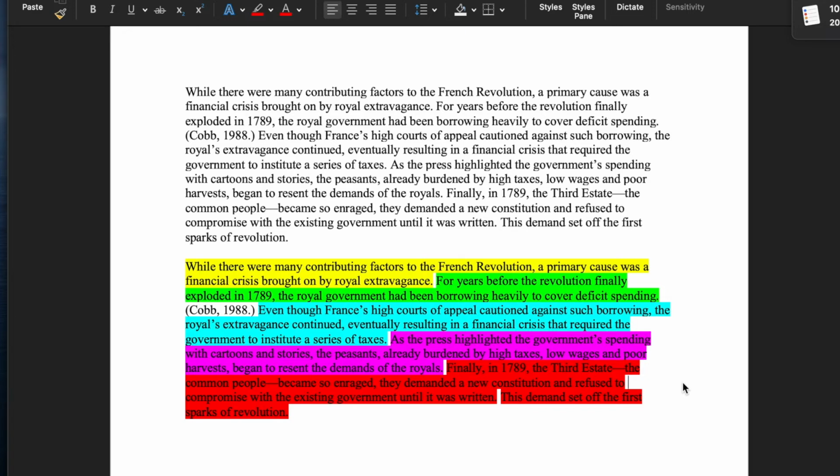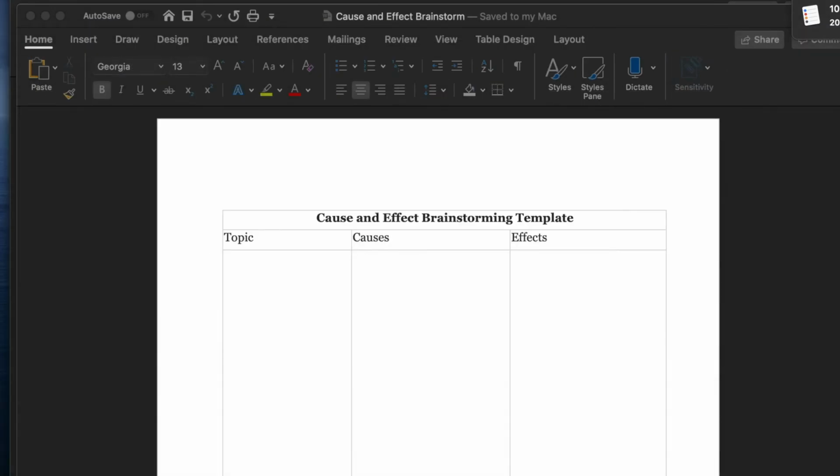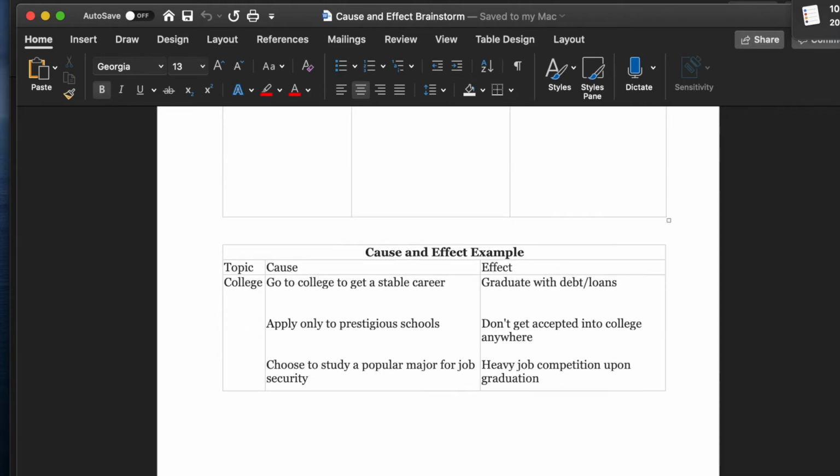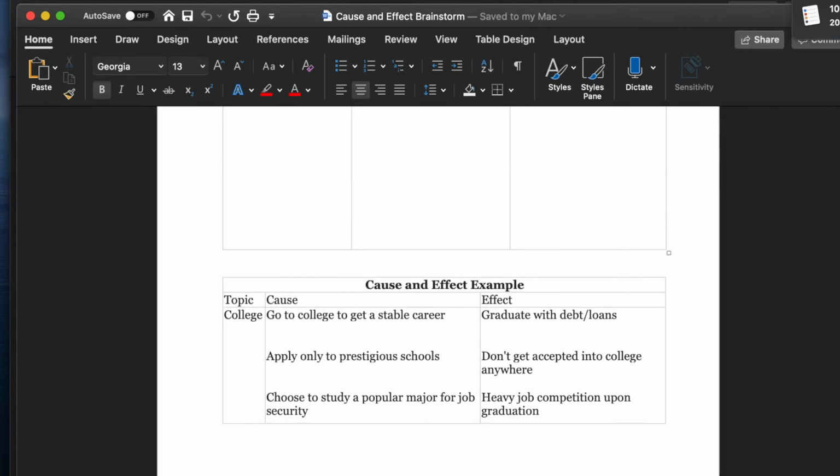Now what? If we were to write our own, how do we do that? I'm going to show you a few tools that we can use. This is a cause and effect brainstorming template. So the topic, and some causes and some effects for you to use to brainstorm. I've given you an example here to maybe help you think about what this could look like for yourself. So the topic is college. If you go to college, you could get a stable career. The effect is that you would possibly graduate with debts or student loans.